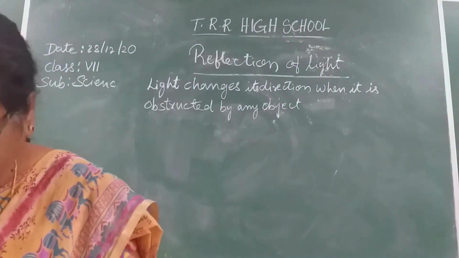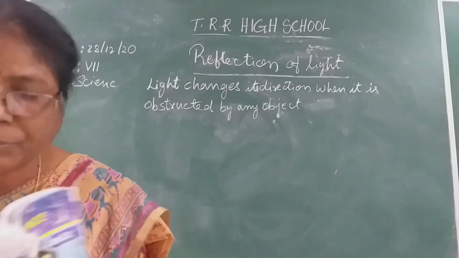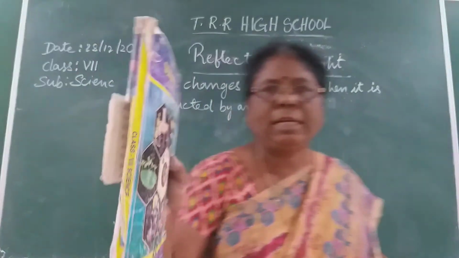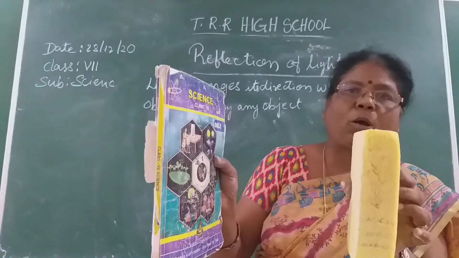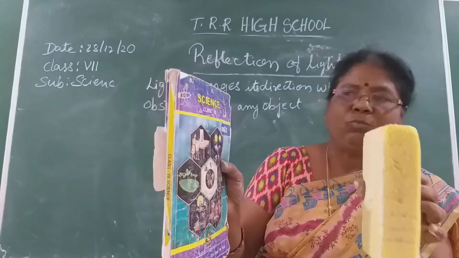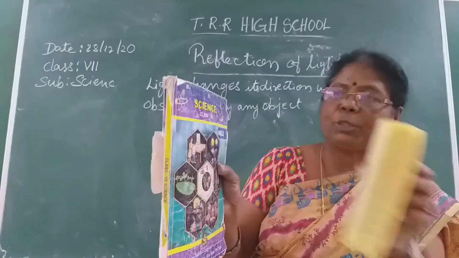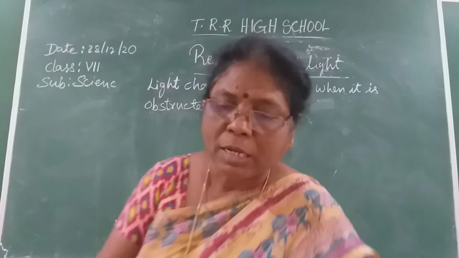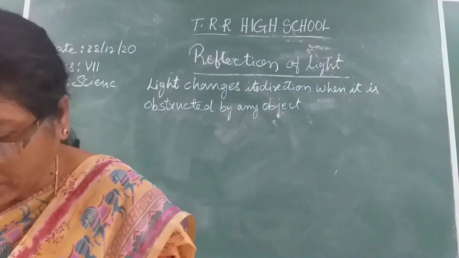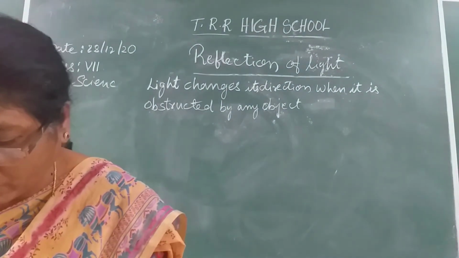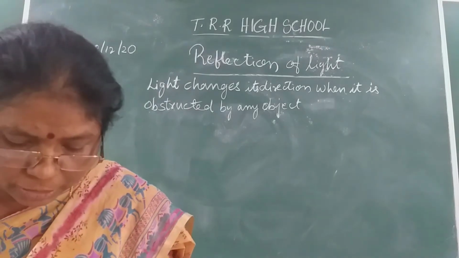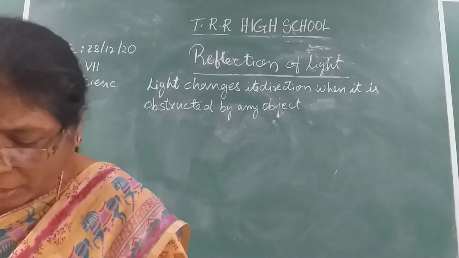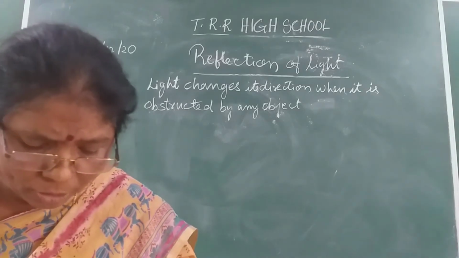See, suppose this is a source of light. The light is obstructed by one object. This opaque object obstructs the light which is coming out from the source of light. It's called a reflection. Understood? Now here we know about the reflection. Already you have studied in 6th class.